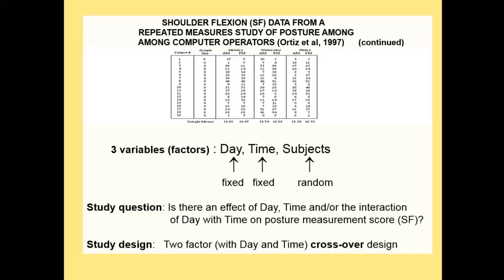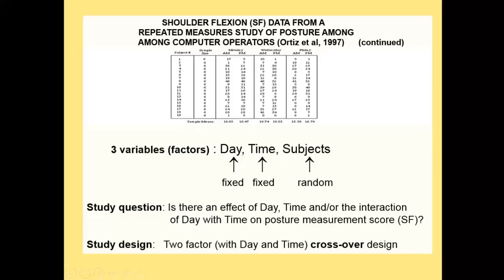The goal was not to see whether your posture on a given day is going to cause musculoskeletal effects. That was a later question. But this question was whether posture is different from one day to the next, from one time of day to the next. That was the goal. Okay. So the 2 variables of main interest were day and time.